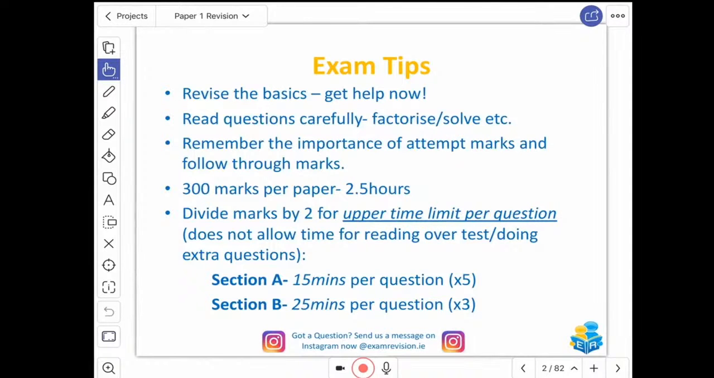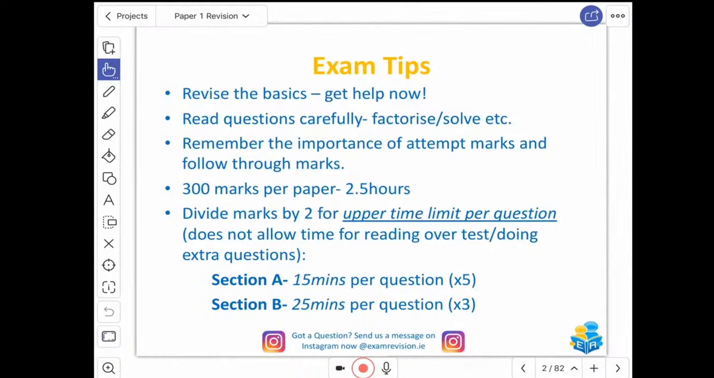So this is literally if you had a perfect 2.5 hours and you didn't spend any time reading the exam beforehand, or going back over it, which I wouldn't necessarily recommend, but as a really easy mathematical way of doing it, you can divide the marks in two to figure out how many minutes you can spend on it. But again, that is very much the upper time limit. So we're saying 15 minutes in Section A, 25 minutes in Section B.